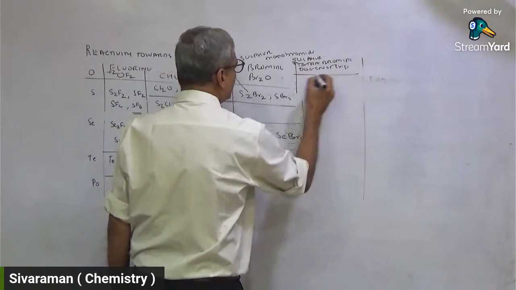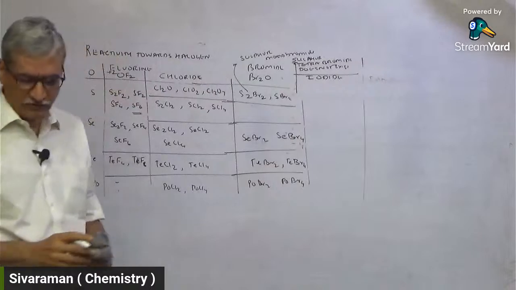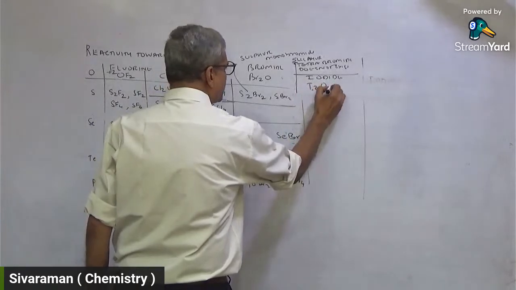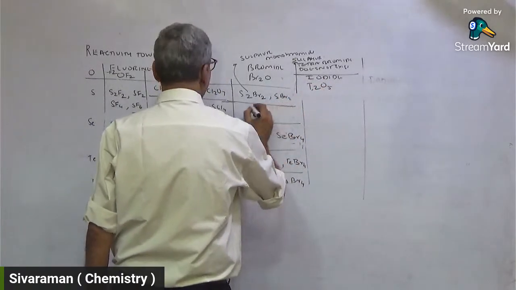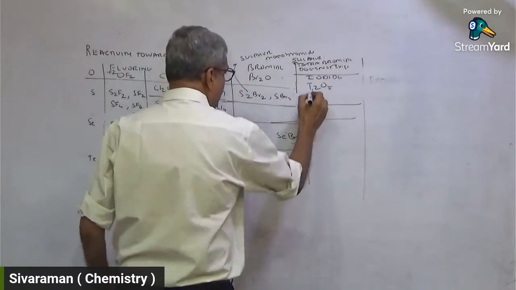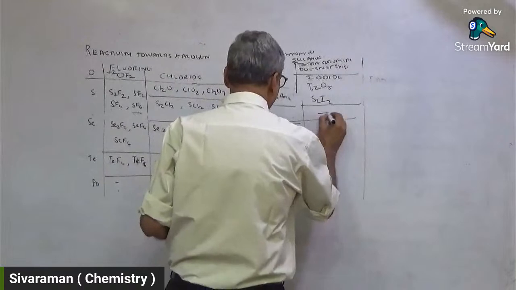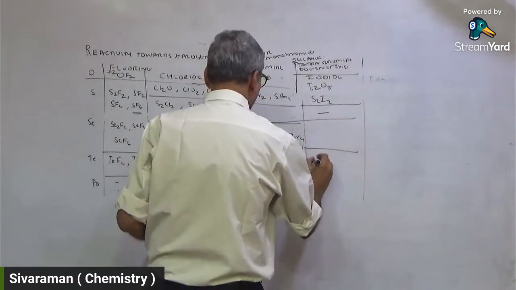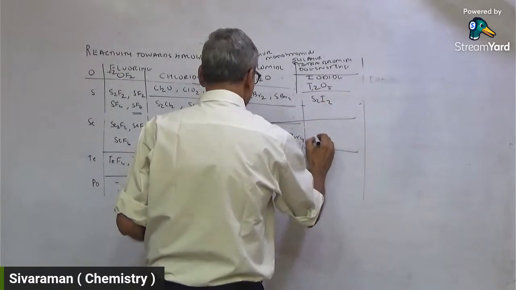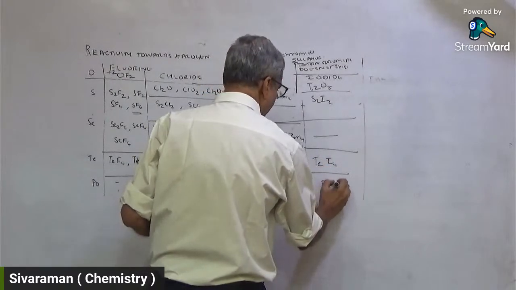Then we come to iodide. So now things become easy. When we talk of iodide, I2O5 does exist, for oxygen. Then what do we have for sulfur? Sulfur monoiodide. Selenium, nothing happens. With tellurium, you have a tetraiodide, and polonium tetraiodide.